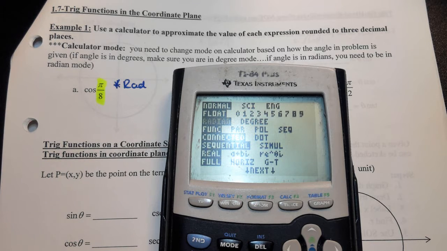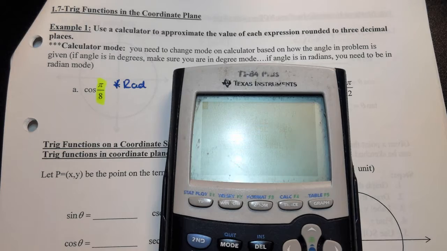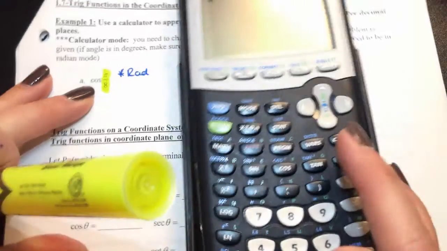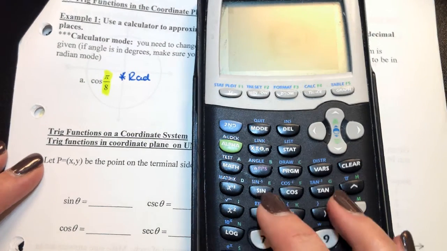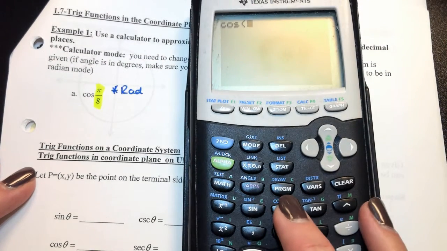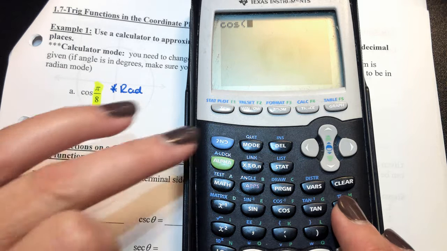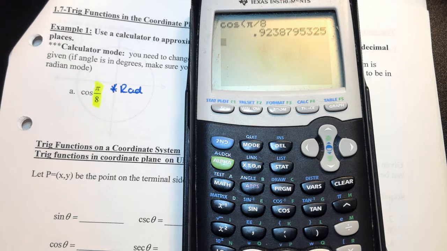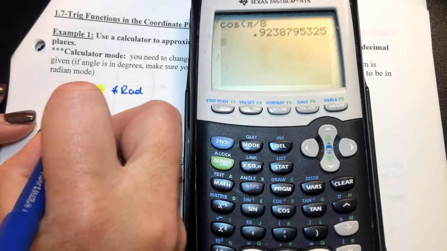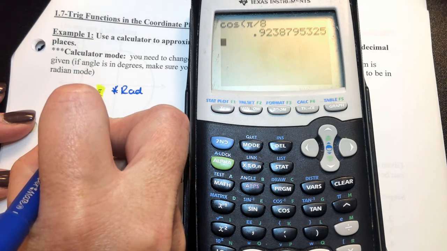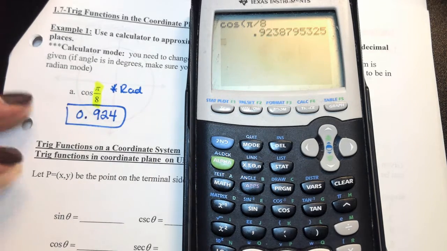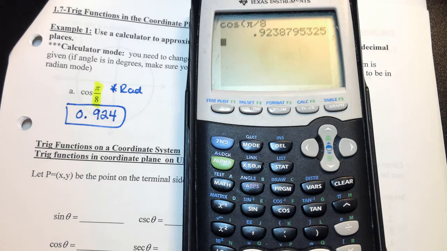All right? So then on your home screen, I call the blank screen the home screen, you have your sine, cosine, and tangent buttons located right above the comma and the parentheses. So all I need to do is type in the cosine, and again, pi is located under that second up arrow, so you just hit the pi, and then divided by 8. We always round to 3 decimal places. So in decimals, this is approximately equal to 0.924. So any questions on how you can estimate using radians on your calculator?